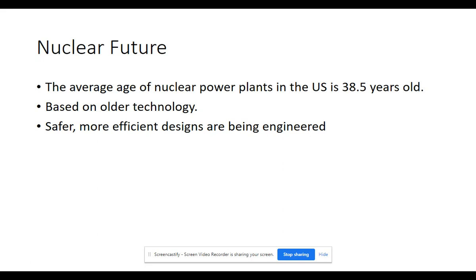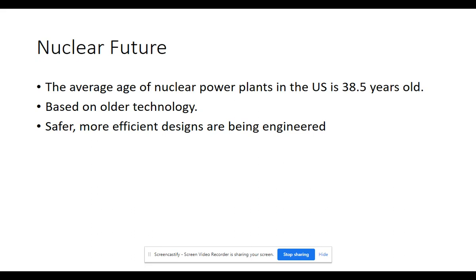Okay, so looking at our nuclear future, we haven't really been building nuclear power plants in the U.S. There's lots of laws and regulations around it. And so the average power plant in the US is about 38.5 years old, meaning that they were built in the 60s, the 70s, or the 80s. And so they're generally based on older technology. Think about how far we've come in technology since the 60s, 70s, 80s.